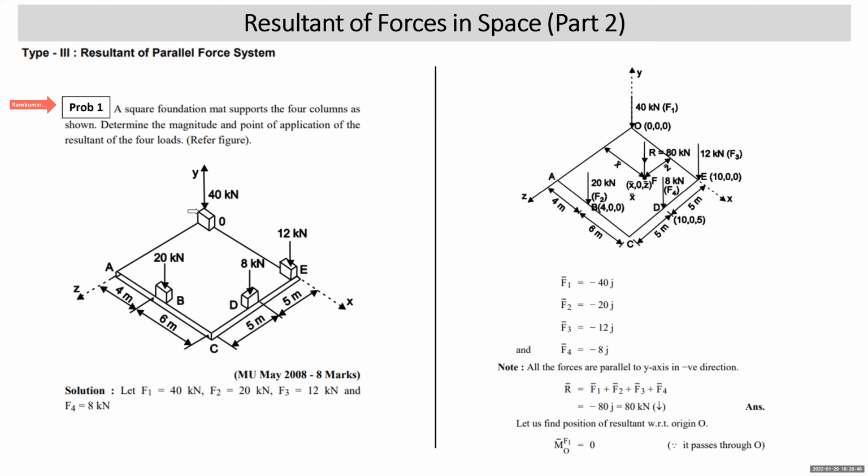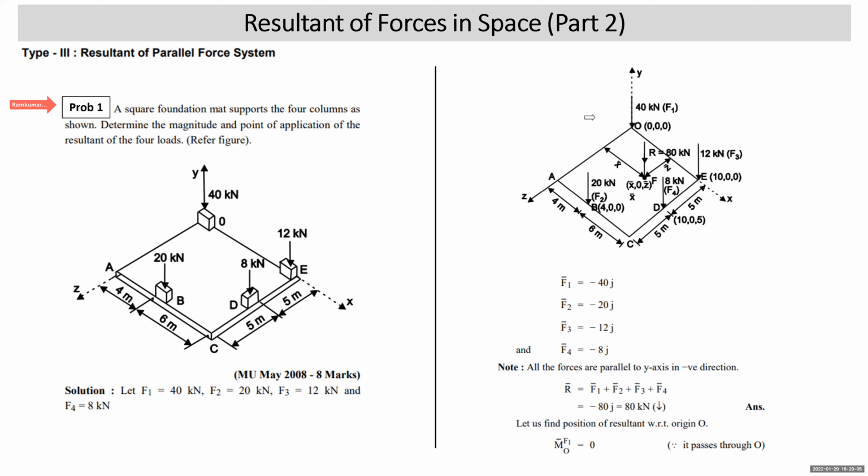At O, there is a column on which a load of 40 kilonewton is applied. This is 12 kilonewton applied at E, 8 kilonewton is applied at D, and 20 kilonewton is applied at B. All positions of the columns are defined in the diagram. All the loads are parallel to the y-axis.